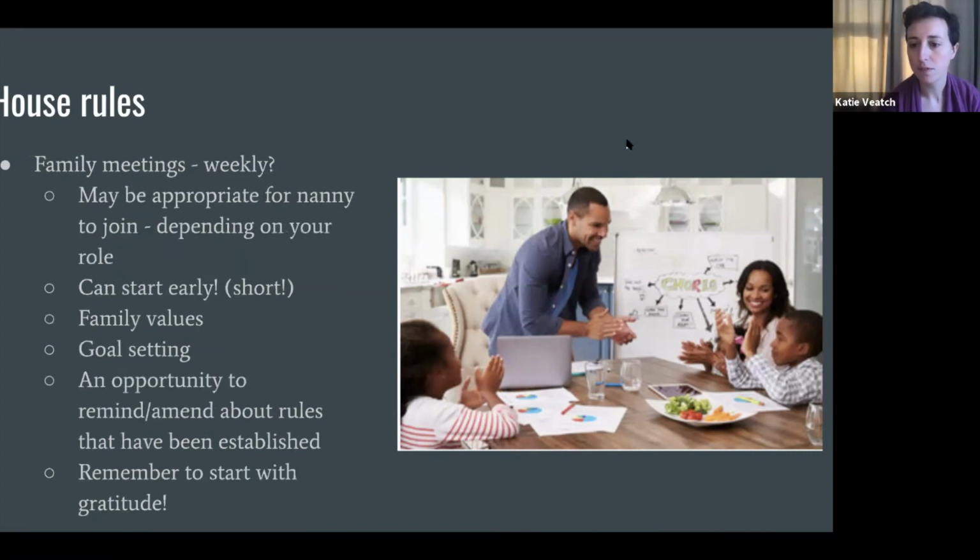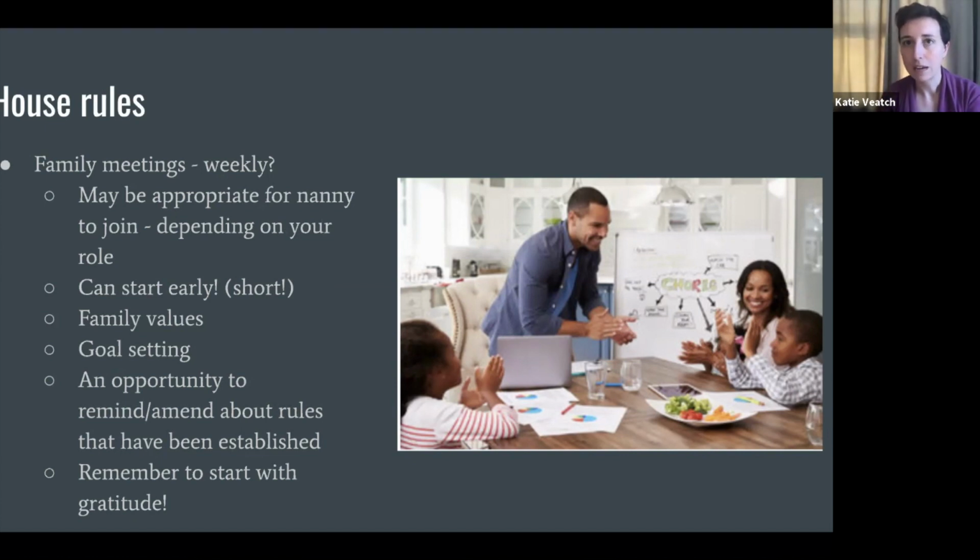So family meetings. Are you part of the family meetings? If you're a live-in, you might be. Can you help establish these? You can start these early. We started these in our family when my eldest was 2 years old. And they're short, like 5 minutes long. It's where we reinforce our family values. We set goals for the week, for example, and it's an opportunity to remind about rules that have been set.